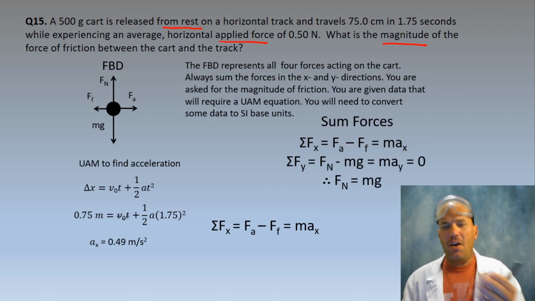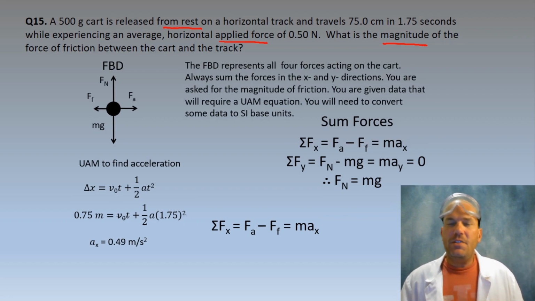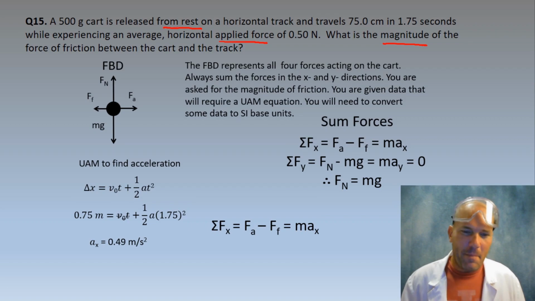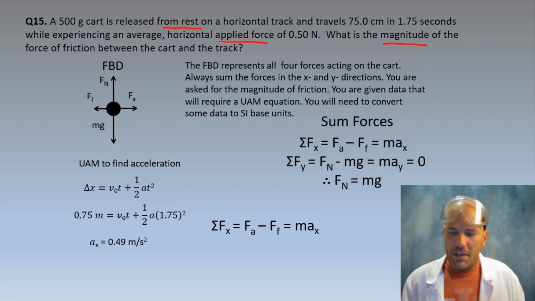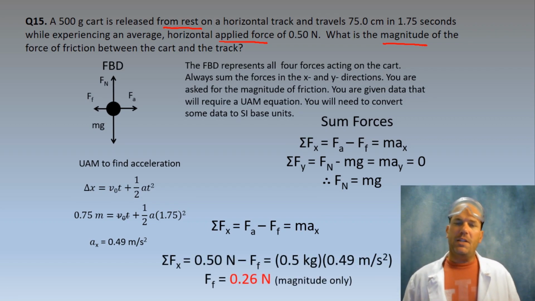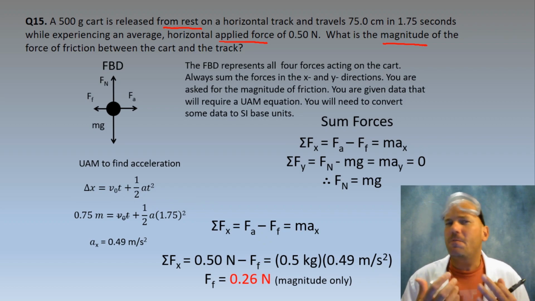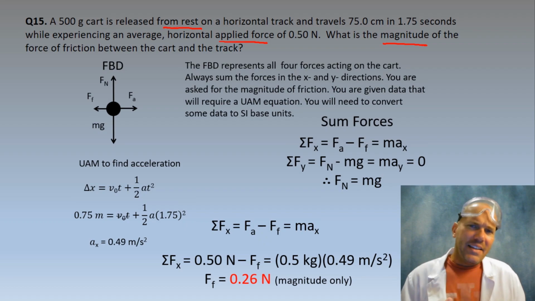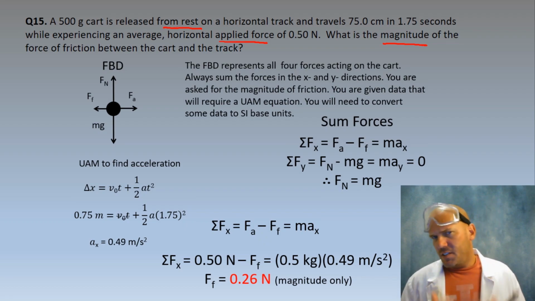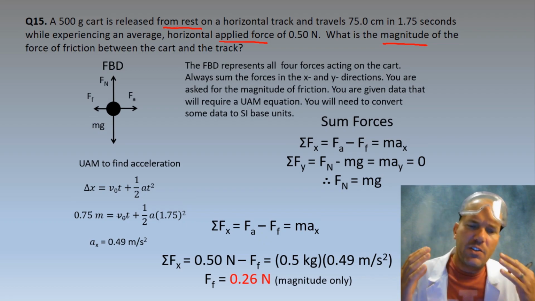All right, so now that we have that information, we can look at our horizontal summation. We now know the acceleration, which means we can plug in values and solve for the force of friction. The magnitude of the force of friction is 0.26 newtons.